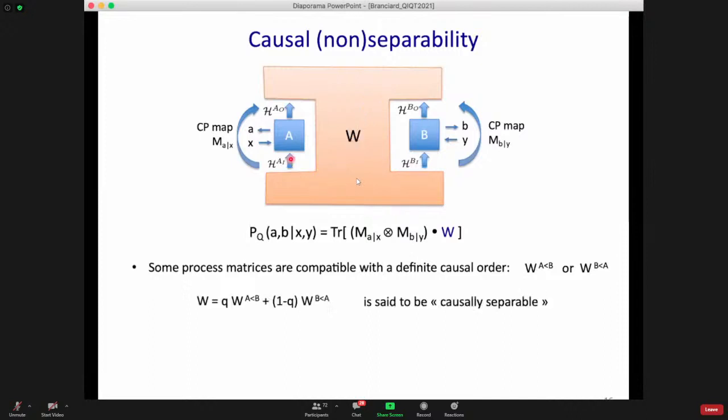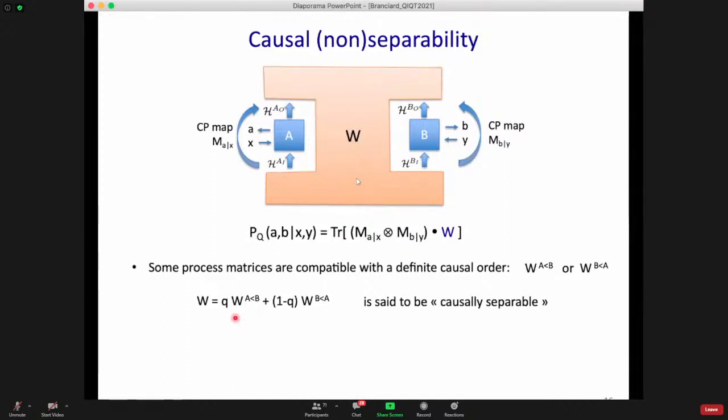And in the same way as we defined causal correlations, then we can define some similar object at the level of process matrices. So we ask whether a process matrix can be written as a convex combination of a process matrix with A before B, so a channel from A to B, and B before A. And this is what was called in that paper causally separable. What this means is that if you can write the process matrix in this way, this will mean that somehow there is a well-defined causal order, either A before B or B before A, or maybe some random mixture. Sometimes it's A before B, sometimes it's B before A, with some probability. But still, it's not very exotic.